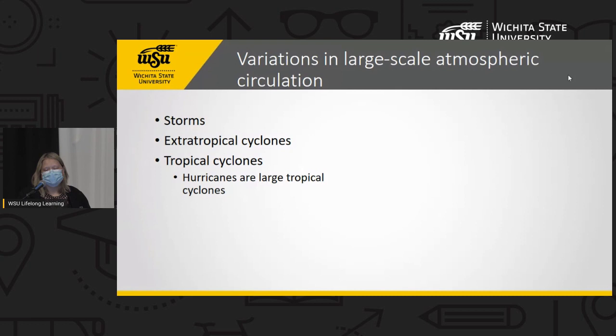Okay, so when variations happen in these large-scale atmospheric circulation cells, that's when we get things like storms, extratropical cyclones, tropical cyclones, and a very large tropical cyclone is a hurricane. So when we get variations, those are things like areas or regional low pressure zones, high pressure, things of that nature, anything that's going to disrupt the circulation, temperature, things of that nature. And these are generally regional differences. So they're in one area.